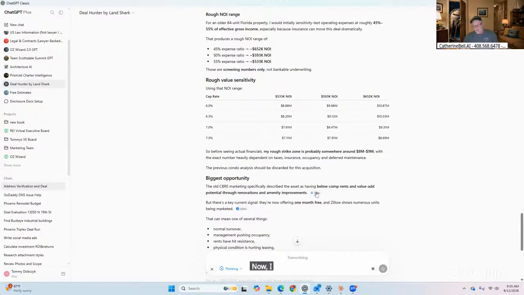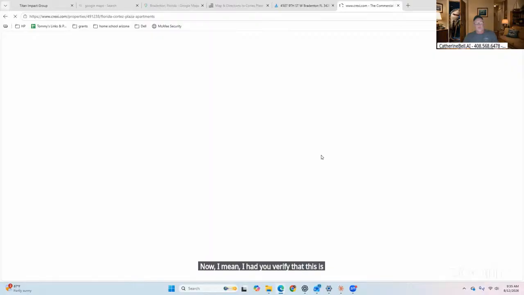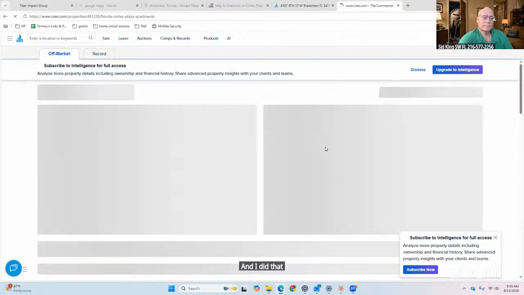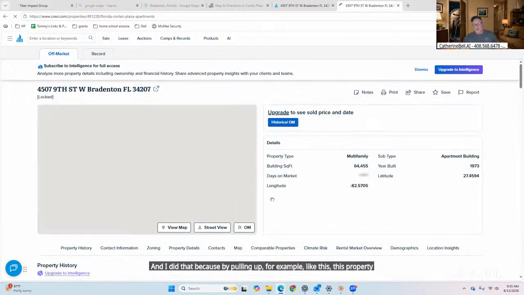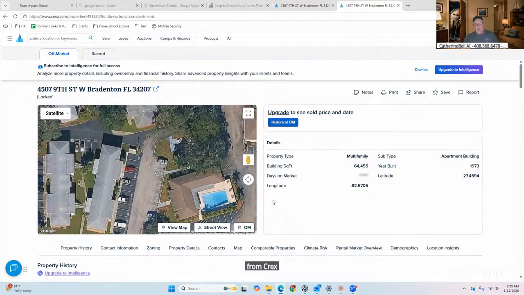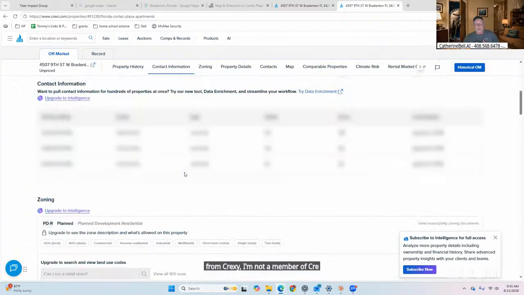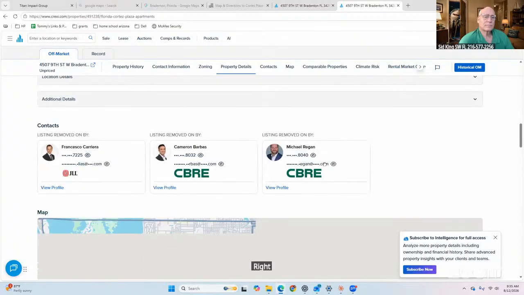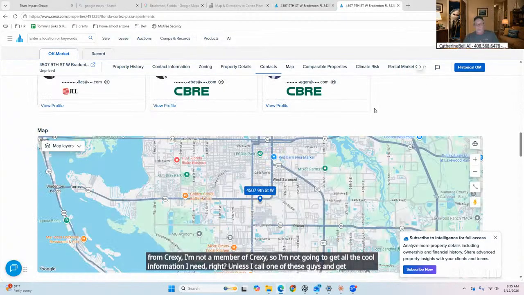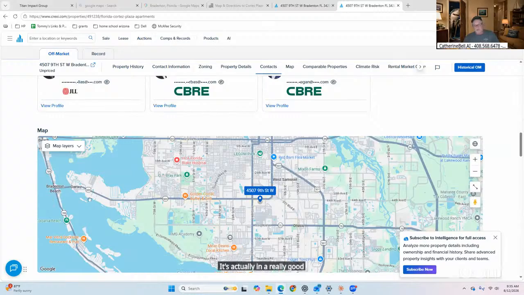Now, I had you verify that this is the property, and I did that because, by pulling up, for example, this property report from Crexi, I'm not a member of Crexi, so I'm not going to get all the cool information I need, unless I call one of these guys and get them to chit chat with me about it. It's actually in a really good location in relation to the beach.